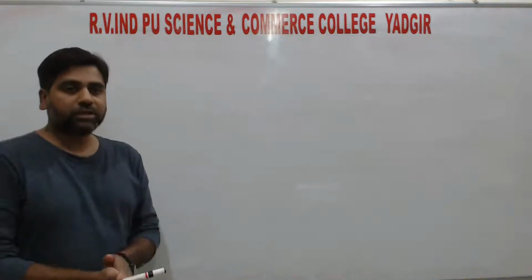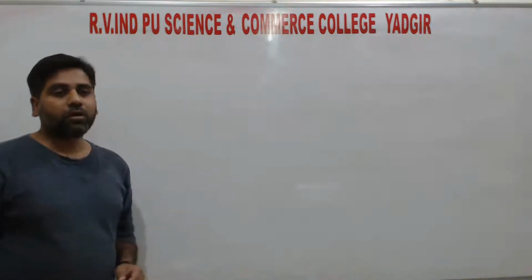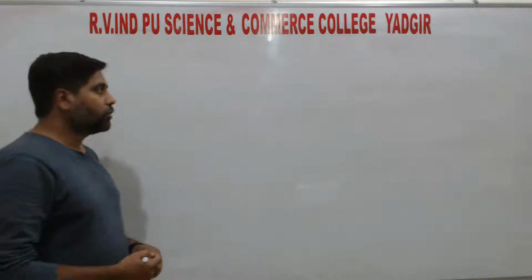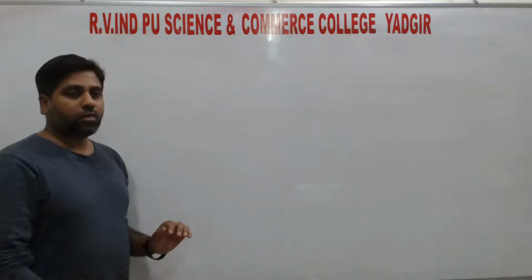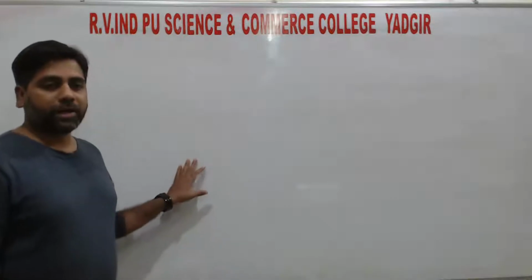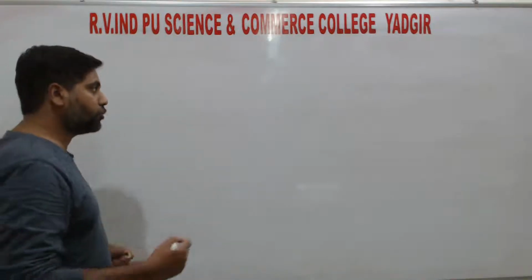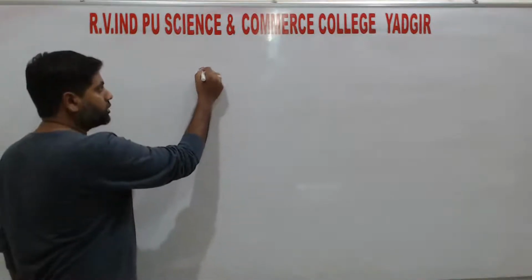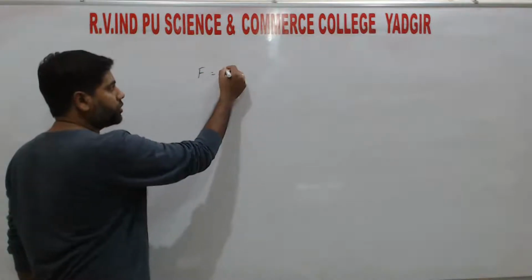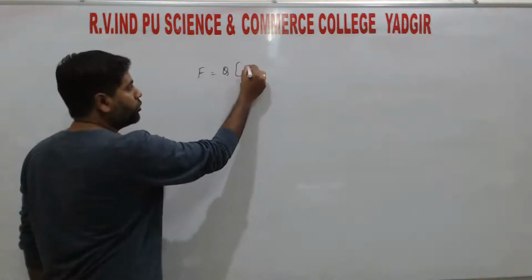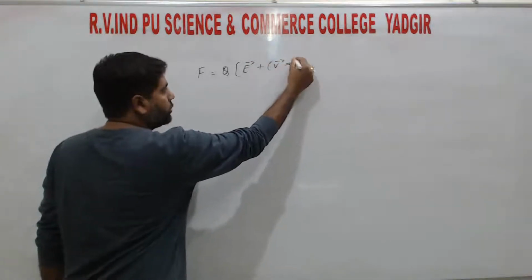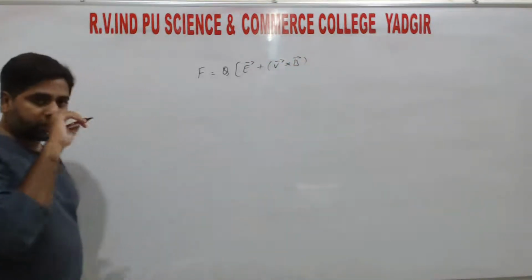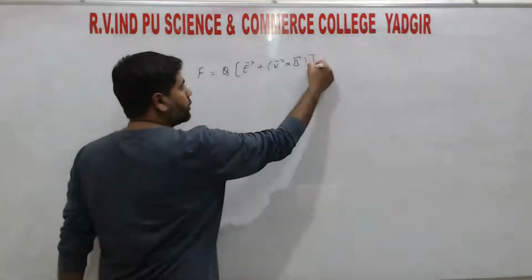Good morning, students. In the last class, we discussed the magnetic field. When a charge moves with some velocity, along with the electric field, a magnetic field is also produced. That force we call the Lorentz force, right? We write it as F = Q(E + V × B). This gives the Lorentz force, right?